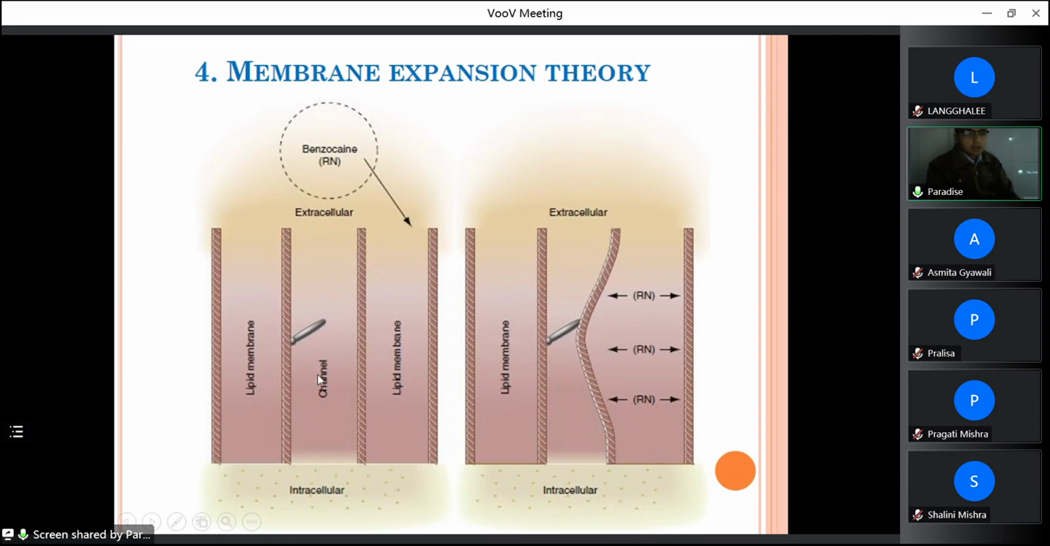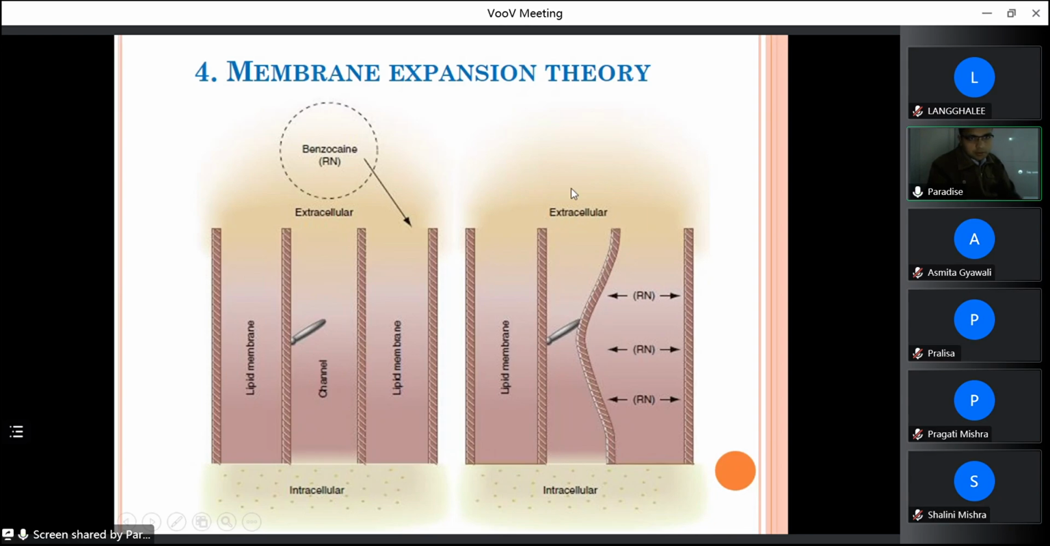And as you know, for generation of action potential, sodium ion has to enter inside the cell. So what does it cause? It blocks the sodium ion channel. This is the sodium channel. Once the benzocaine enters into the lipid membrane, it causes expansion of this phospholipid layer. Due to expansion of this phospholipid layer, it will block the voltage gated sodium channel. Once the sodium channel is blocked, the sodium cannot enter inside the cell. That's why the nerve will not be depolarized and the action potential will not be generated.